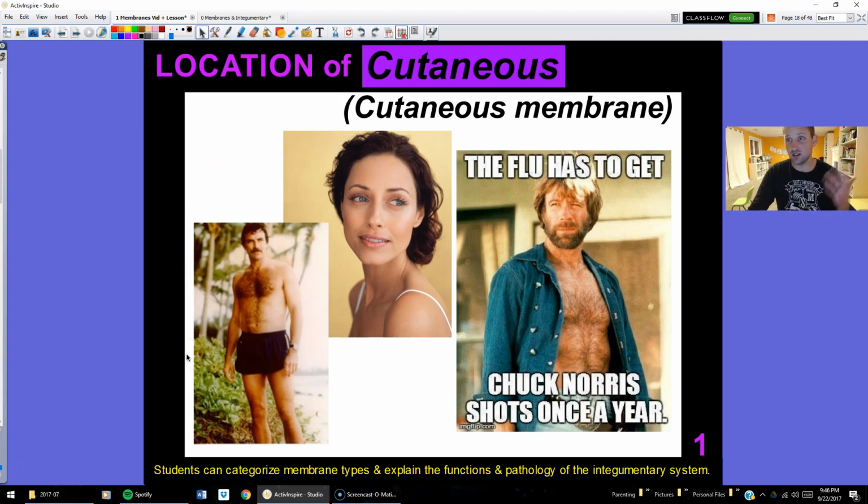Whether that's the kind of ideal soft skin of the female, whether that's it, for some reason the ideal skin of the 1980s was like lots and lots of hair. These famous movie stars from the 1980s, Chuck Norris, Tom Selleck, pretty funny. The 1980s was a weird period of time.